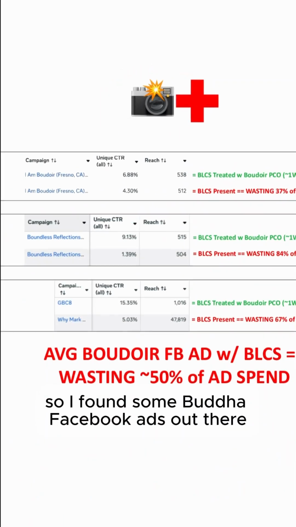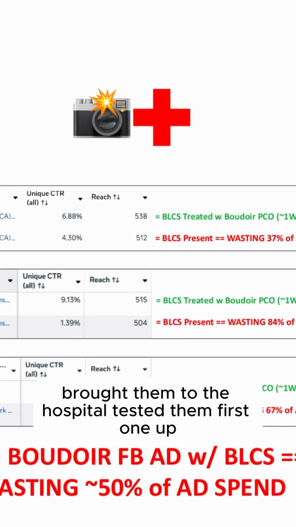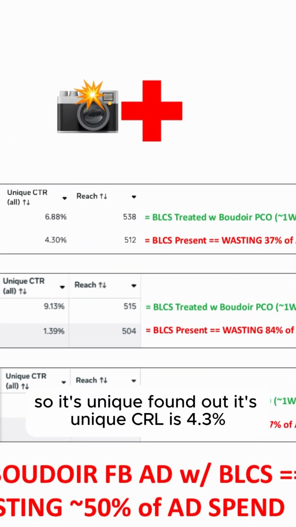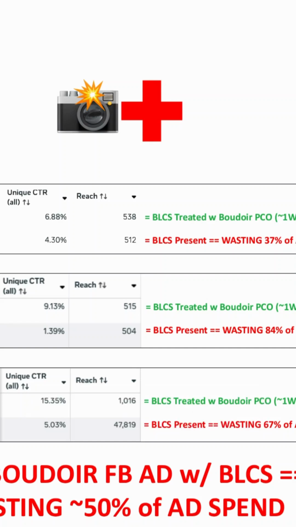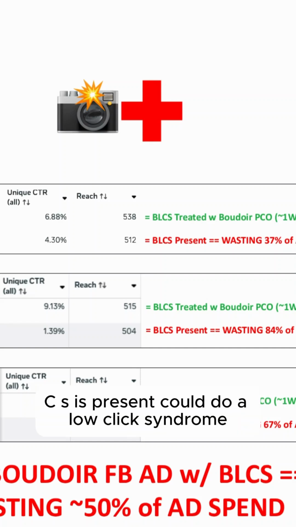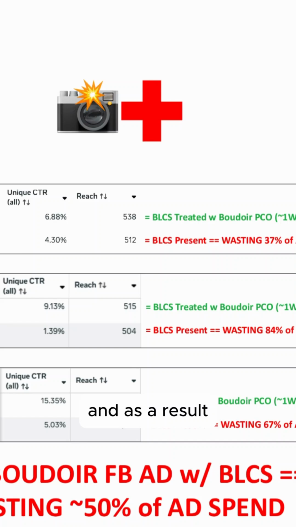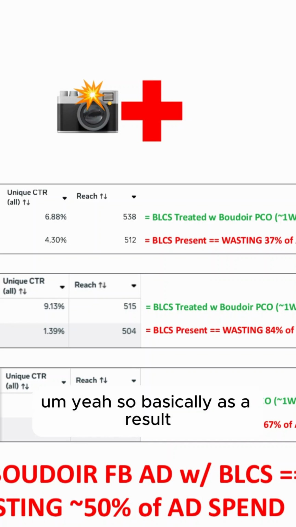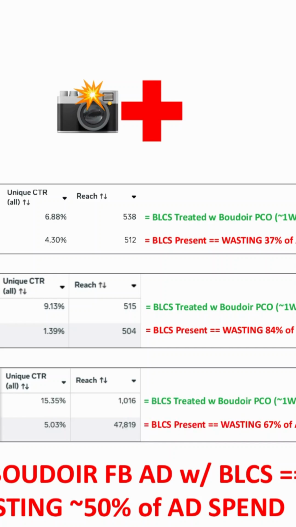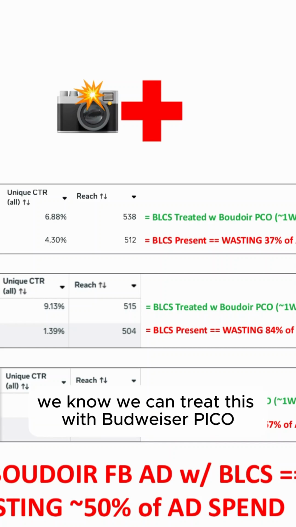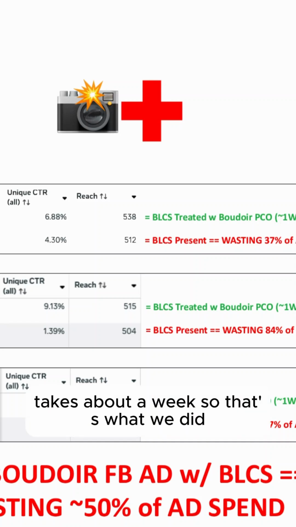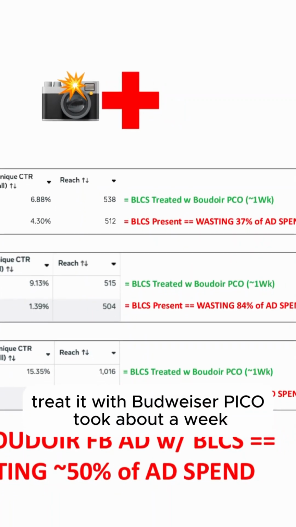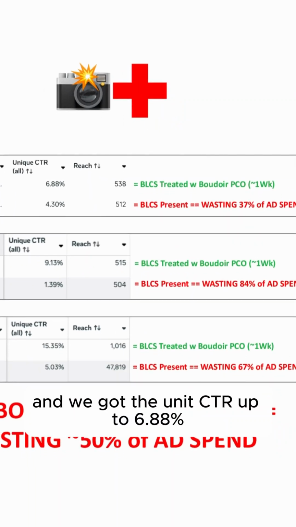Now here onto my residency. So I found some Boudoir Facebook ads out there, brought them to the hospital, tested them. First one up, found out its unique CTR is 4.3%. So discovered that BLCS is present, Boudoir low click syndrome. And as a result, we know we can treat this with Boudoir Pico. Takes about a week. So that's what we did. Treated it with Boudoir Pico, took about a week, and we got the unique CTR up to 6.88%.